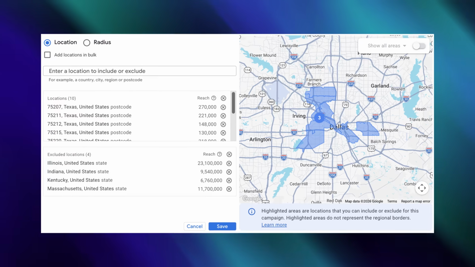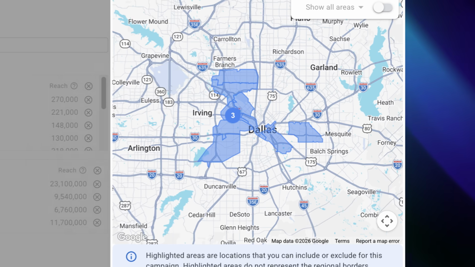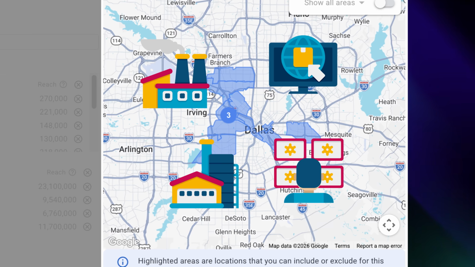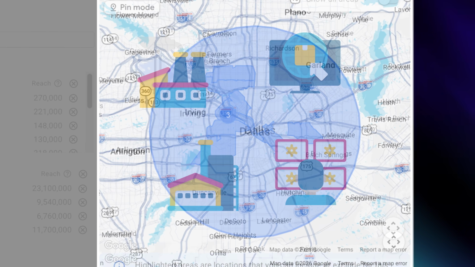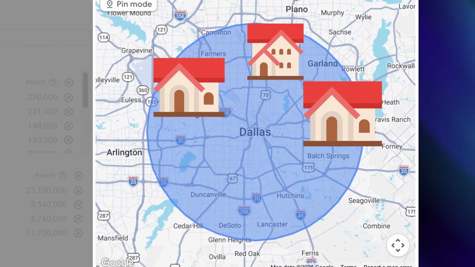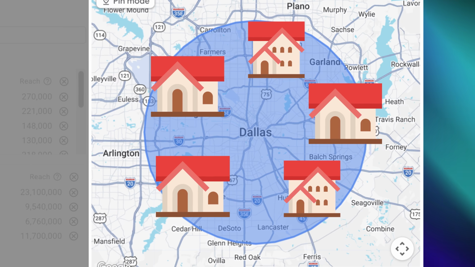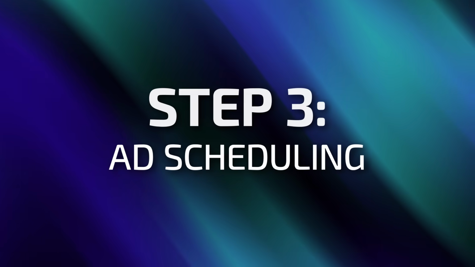We don't just target Dallas, we go zip code level and focus on commercial-heavy districts like warehouses, industrial parks, office zones. If you are a commercial service owner, you don't need impressions in upscale residential neighborhoods. Step 3. Ad scheduling. Commercial buyers aren't searching at midnight on a Saturday. Run ads during your business hours, Monday through Friday, 8 a.m. to 6 p.m. Then match your spend to when decision makers are actually online.